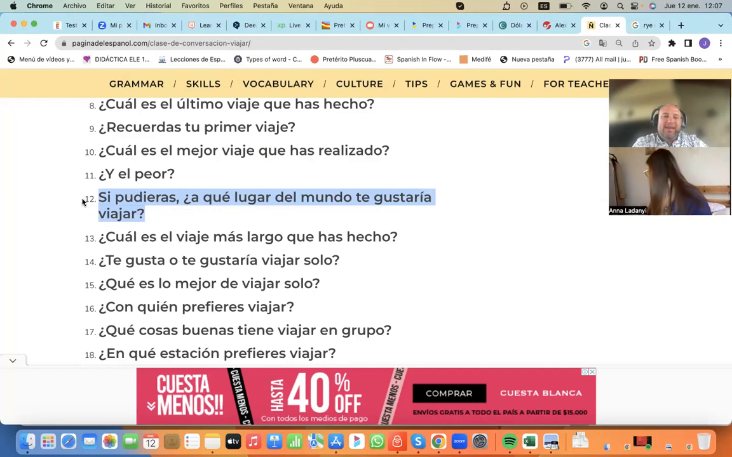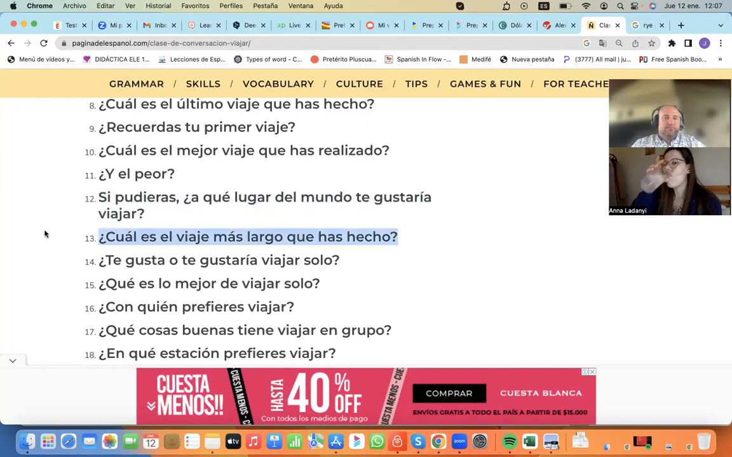¿Cuál es el viaje más largo que has hecho? What's the biggest trip? Yeah, viaje más largo is referring to the longest. Prague, probably. Probablemente. ¿Por cuántos días?